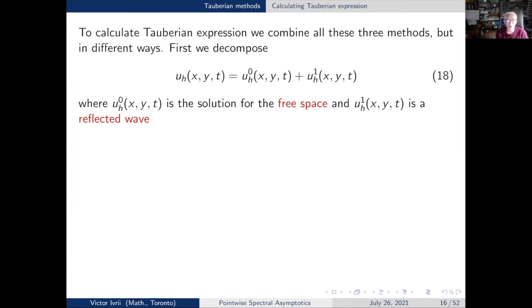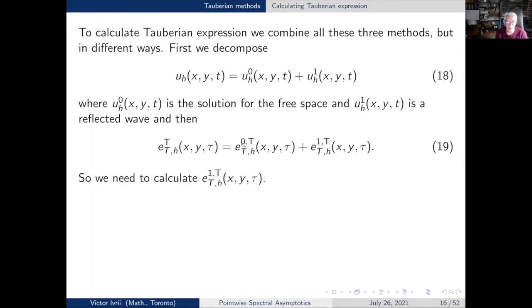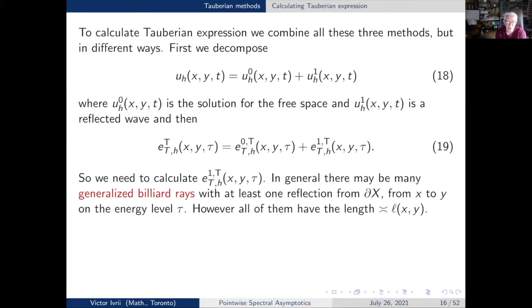First of all, we decompose U_h into two parts. One corresponds to free space and another corresponds to reflected waves. And then the Tauberian expression also consists of two parts. The first one we know how to calculate. The second one should be calculated. In general, there may be many generalized billiard rays with at least one reflection from the boundary from x to y on this given energy level tau. However, all of them have the length L_x, not L_0, but L_x.